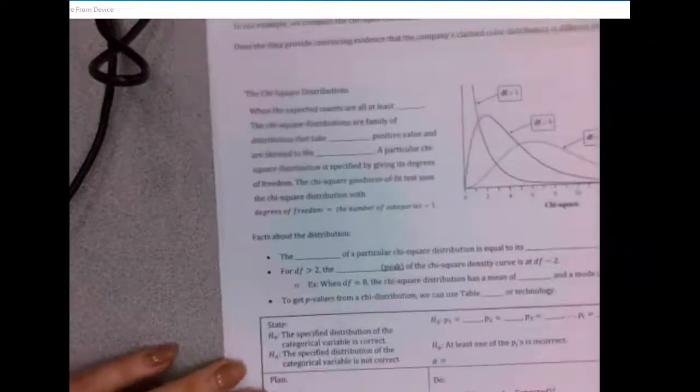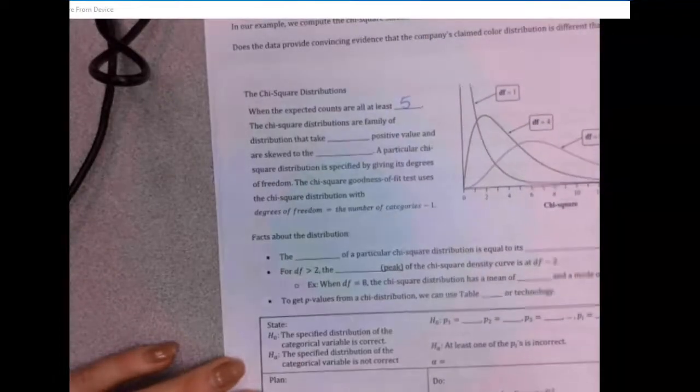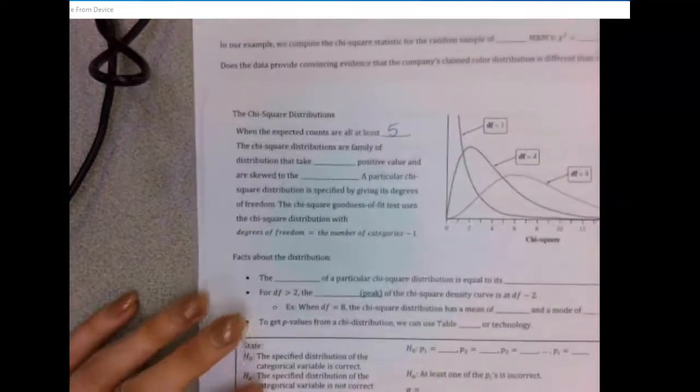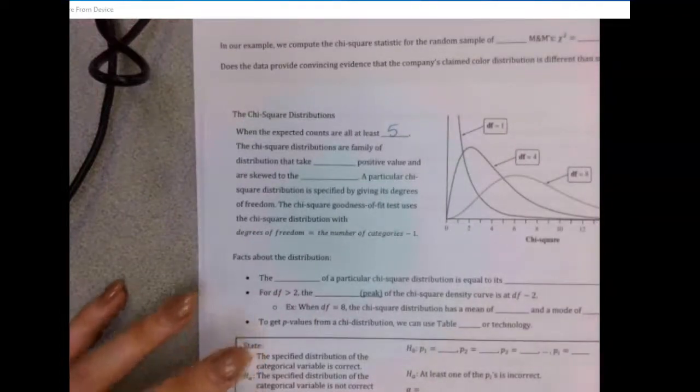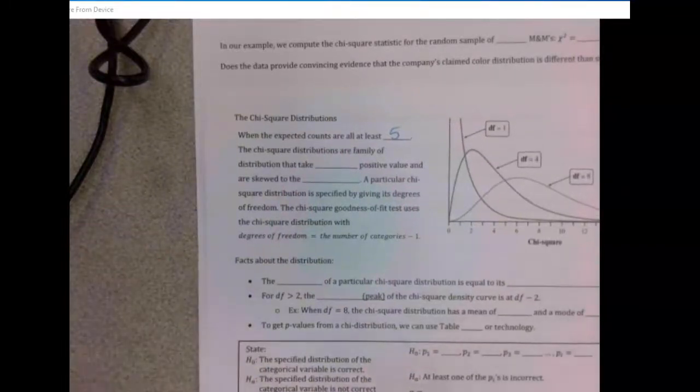All right. When the expected counts are all at least 5, that is our condition, they all need to be at least 5. So if you only expected to see 1% of something happen 1% of the time, you'd need a sample of at least 500, so that 1% of 500 would be 5. So instead of having the 10% condition, we're looking at that.